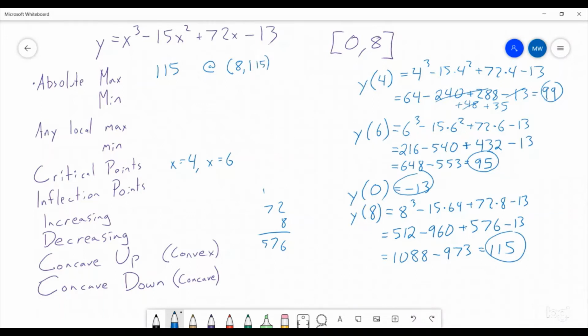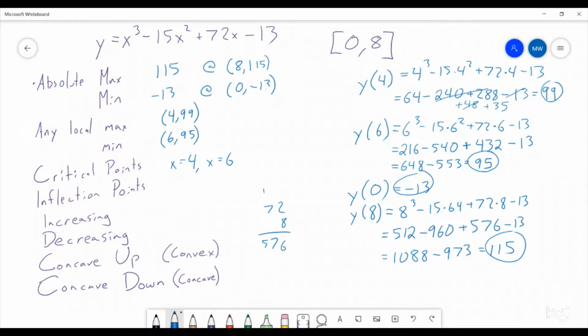And then the absolute minimum value is negative 13, which is at the point (0, negative 13). So both of our absolute maximums and minimums happened to occur on the boundary. But then we also have a local maximum, which is what happens at those boundaries. So we have a local maximum at the point (4, 99), and a local minimum at the point (6, 95).